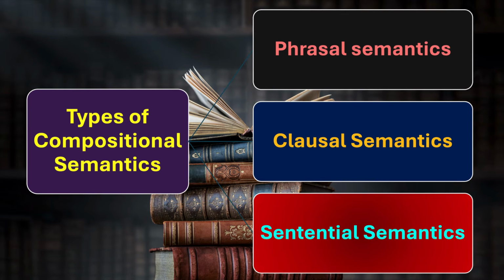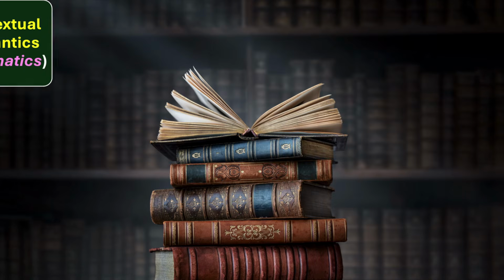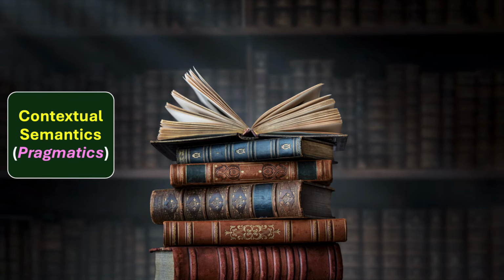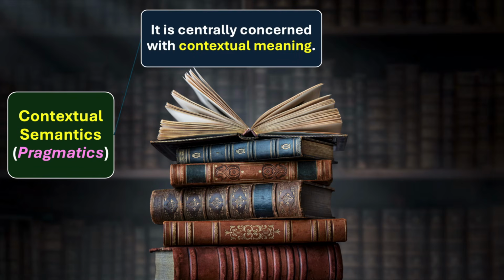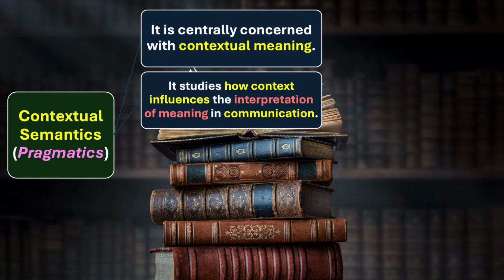So we continue our discussion to the next type of semantics, that is contextual semantics. In other words, this is also known as pragmatics. What is this? It is centrally concerned with contextual meaning, because meaning is understood through context, through situation, through background. It studies how context influences the interpretation of meaning in communication. Look, no communication ever takes place without context, without situation, without background.